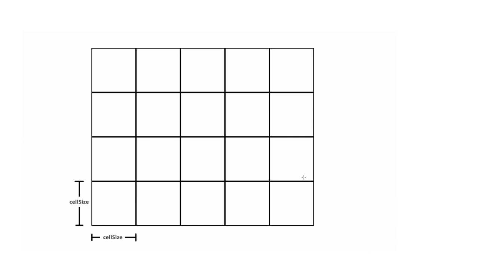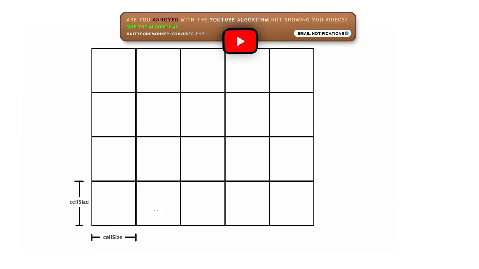Now, before we get to the code, let's do a quick overview of what we're trying to build here. Over here is a simple image of a basic square grid, so all the positions are placed neatly in a simple square shape. Each grid position has a certain cell size for both the width and the height.